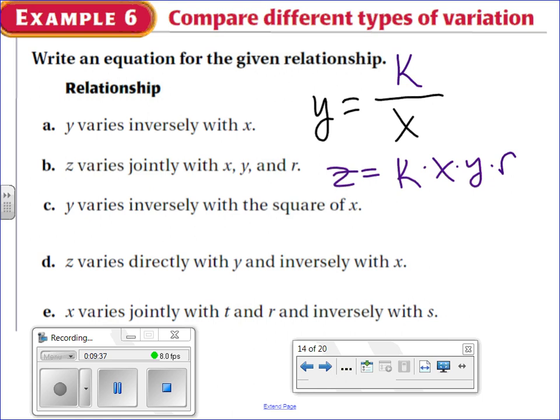Part C, y varies inversely with the square of x. Spencer? Y equals k over x squared. Awesome. I like how he put his k on the top.